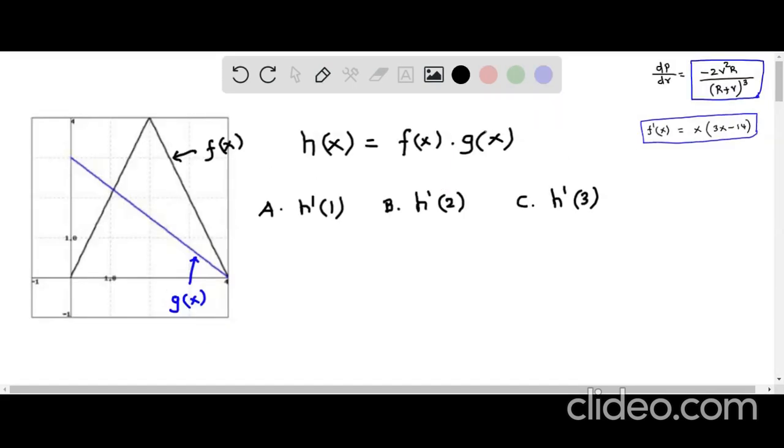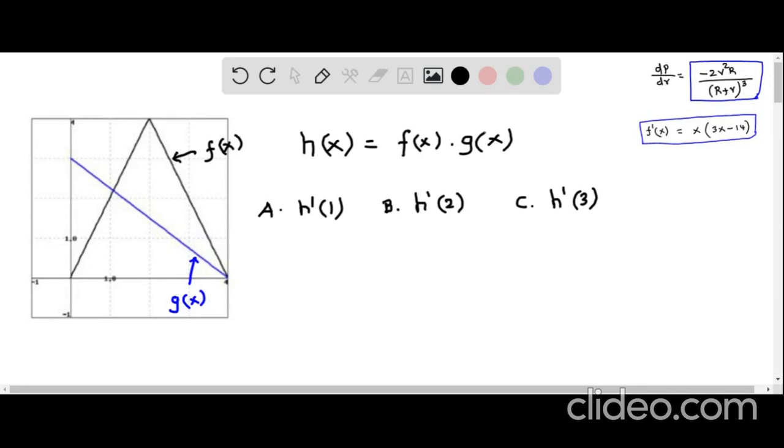Let's do this question. So here we are given that h of x equals f of x times g of x, and we have to determine these values, h prime of 1, h prime of 2, and h prime of 3, using this h of x as well as the graphs given for f of x and g of x. So first I'm going to write down h prime of x, which is basically the derivative of this function h of x. So here I can apply the product rule, since we have a product of two functions, f of x and g of x.